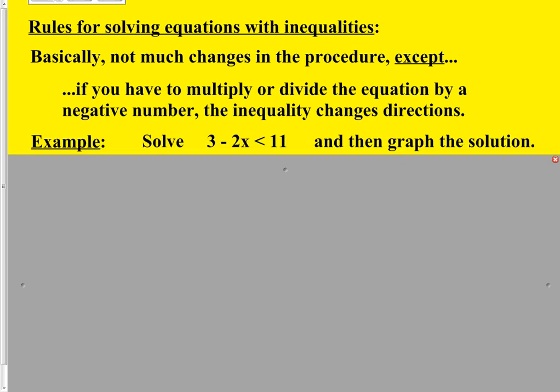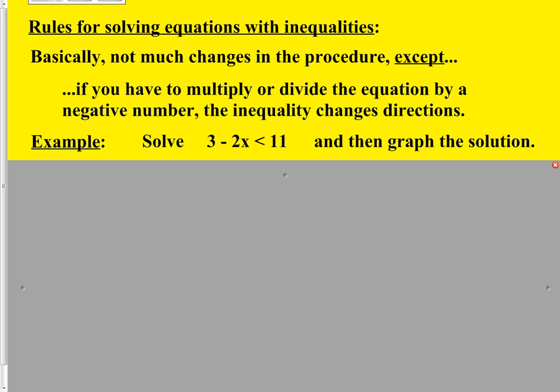Okay, so let's look at a couple of examples here. This example says solve 3 minus 2x is less than 11. Now, we are used to seeing equations that have an equal sign in them as opposed to an inequality. Okay, so if you're going, okay, now how do you solve it? You solve it exactly the same as you have solved any equation for any variable. Identify your variable and go through your 5 steps.